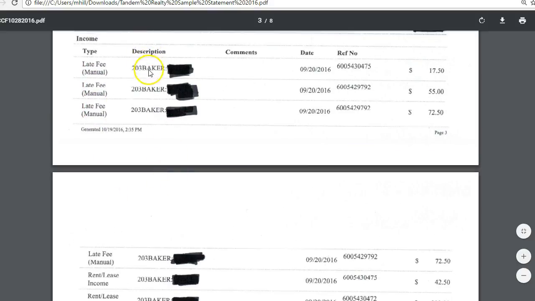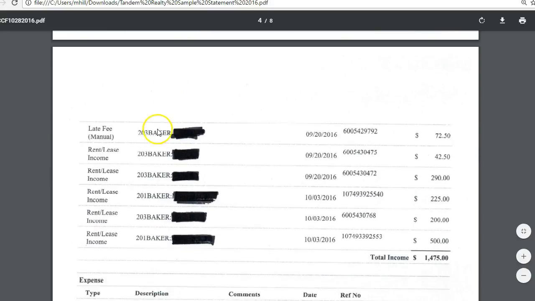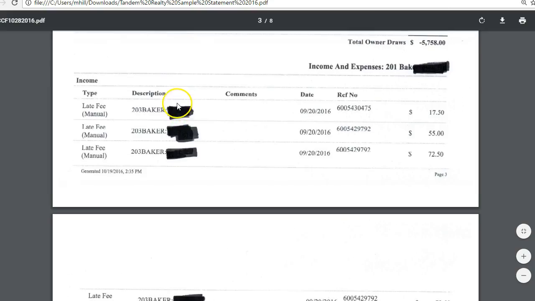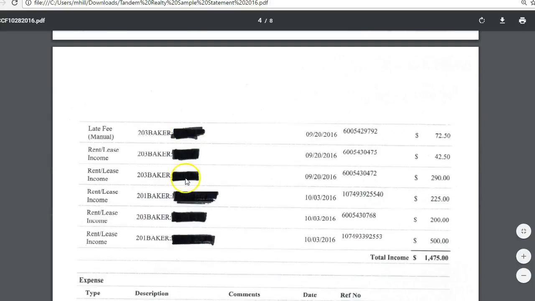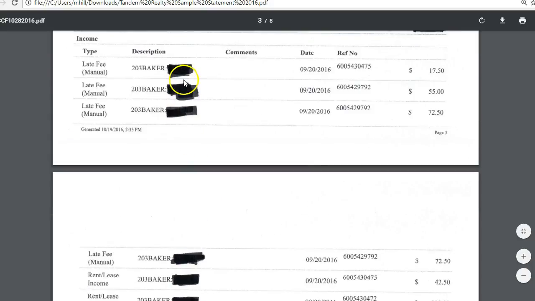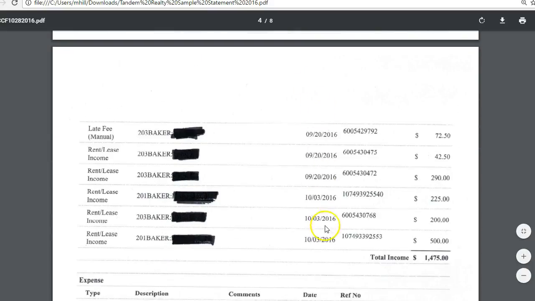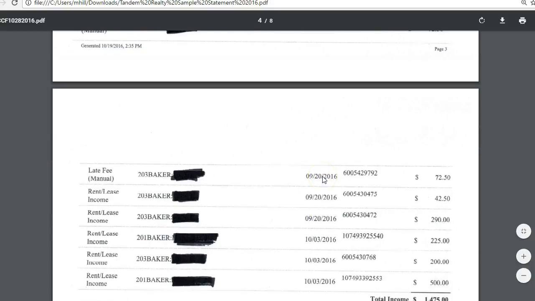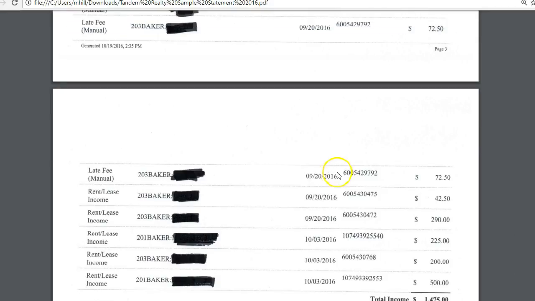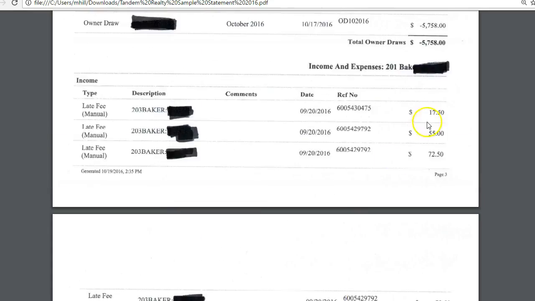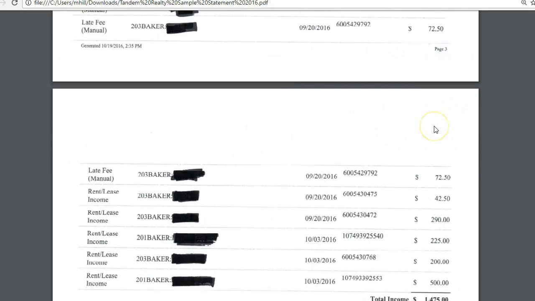Then we have under description the address of the unit that was paying, and then you'll also have the name of the tenant right here, where I've redacted or blacked out. Then you'll also have the date that the payment was received in here, and you'll have also the reference number, and of course here's the amount of the charge that was paid off.